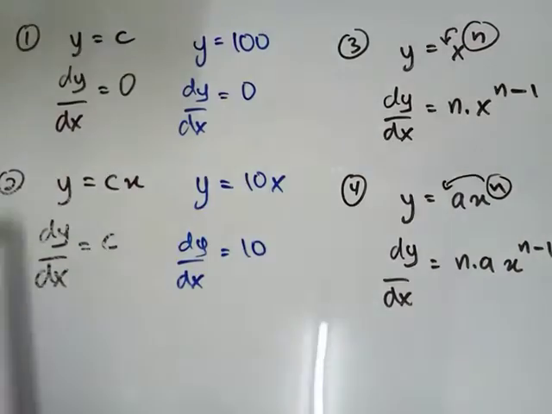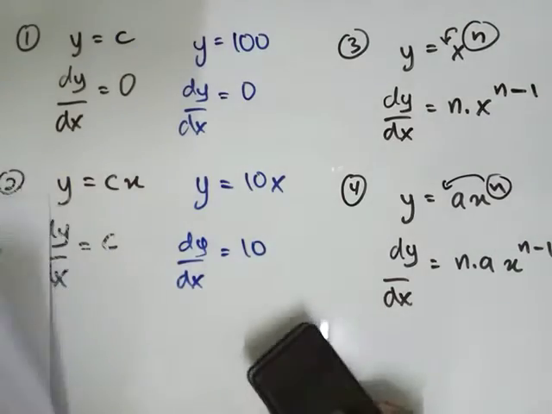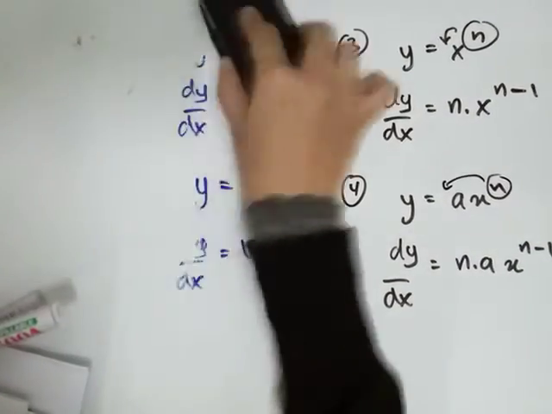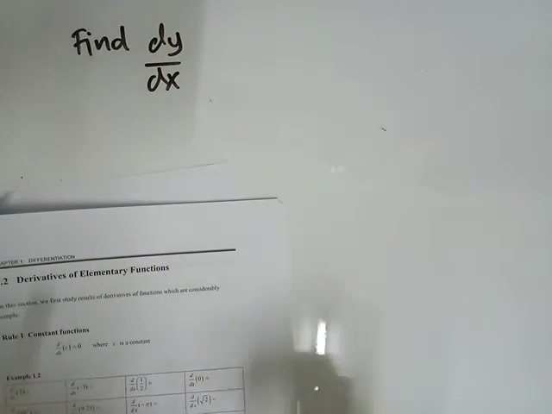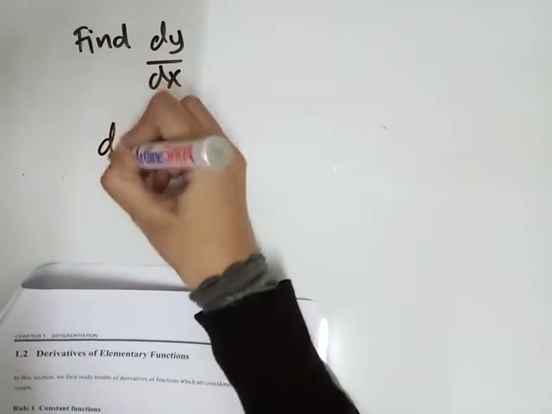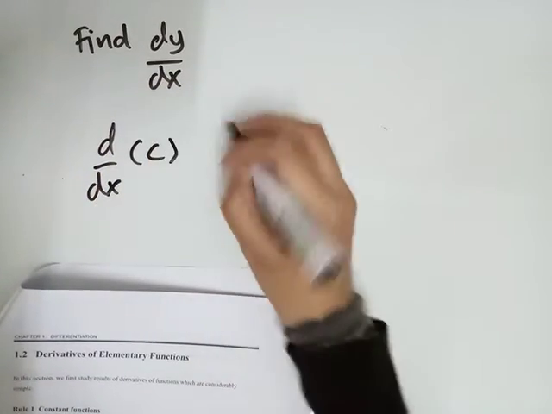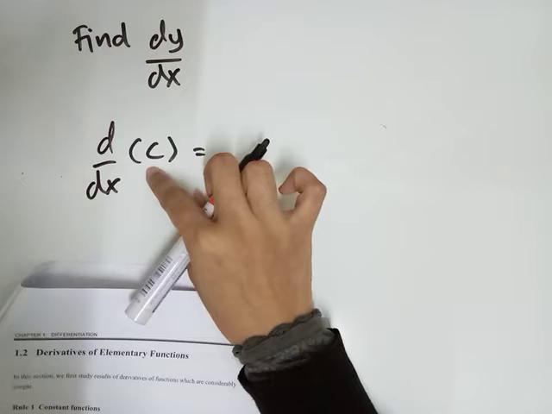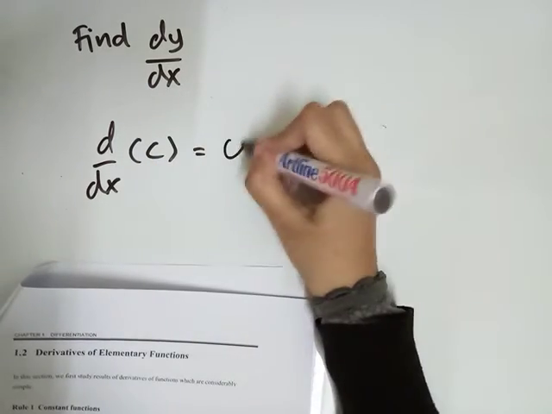Okay, so kalau tengok pada notes awak, look at 1.2, page 7. Example 1.2 tu, so d/dx of c, that means differentiate a constant, any number, you will get 0.